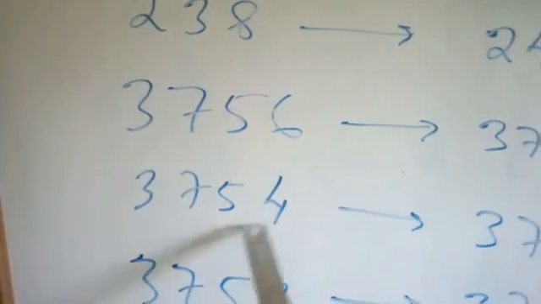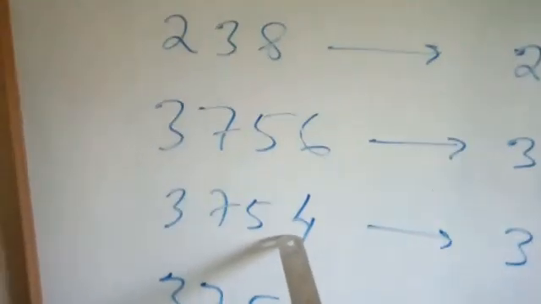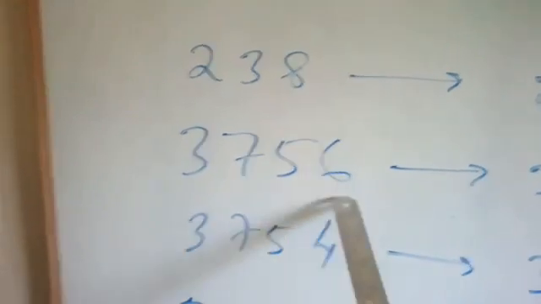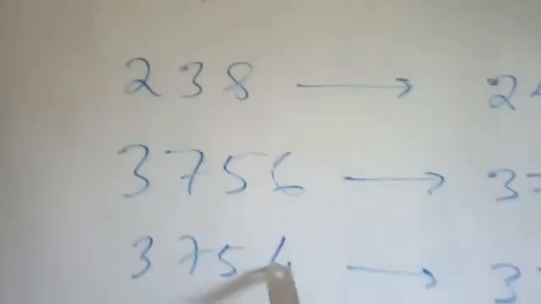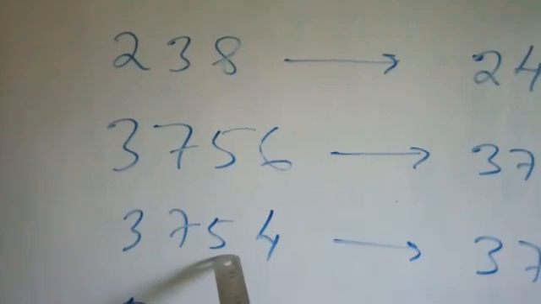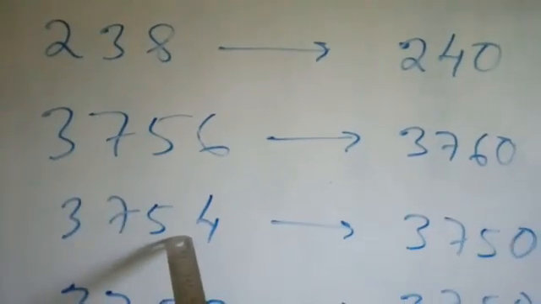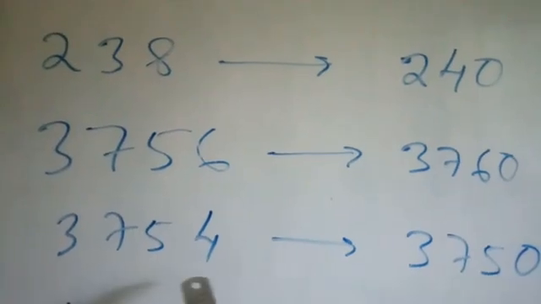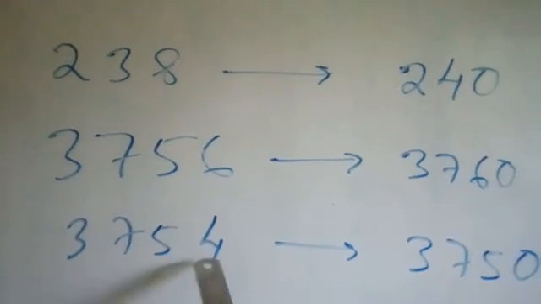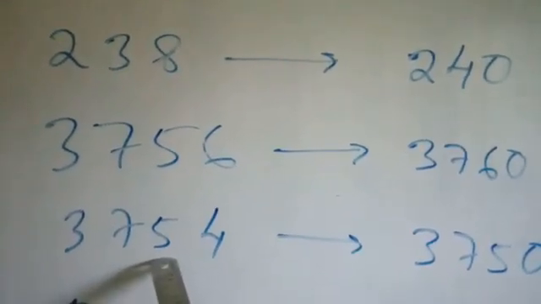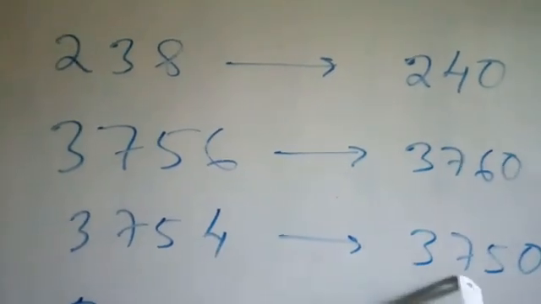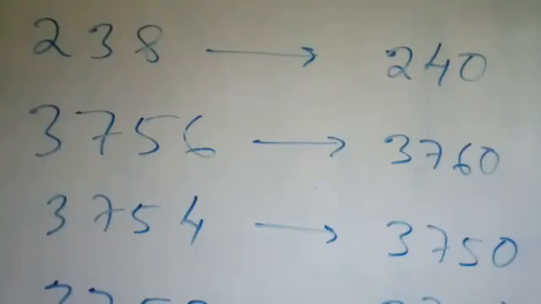Similarly, 3754, when rounded you can find here the last digit is a 4. Now this number we are rounding is 5 and the next number is a 4, less than 5. So in that case we will not add anything to 5. So it will remain 3, 7, 5 and 0. Because here it is less than 5, that's why we did not add anything to this number. And we are writing the same number 5. But in the place of 4 we will put a 0.